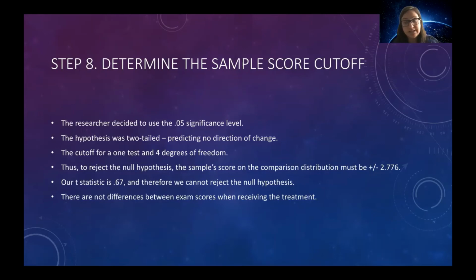So when you check your t-chart, what you see is 4 degrees of freedom and two-tailed at the 0.05 significance level. And our cutoff is plus or minus 2.776. Our t-statistic is way below that. It's 0.67. So there's no way that we can reject the null hypothesis. And basically what we need to say is, unfortunately, that the after-school STEM program treatment did not work, or it didn't work in the way we expected, in the fact that it didn't create any differences between exam scores before and after the treatment. So hopefully that helps, guys.